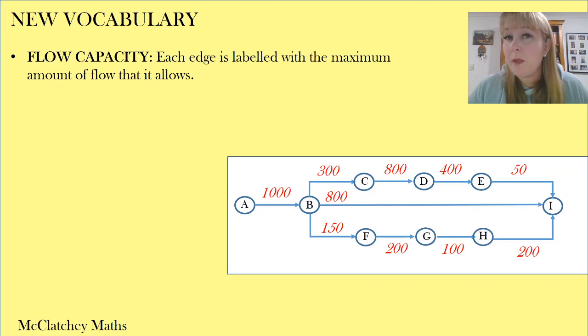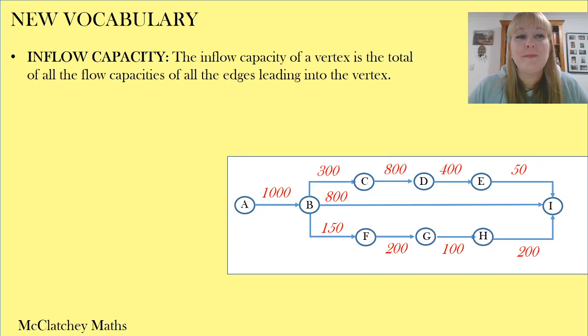That becomes important because when you're presenting answers about the flow capacity of a particular edge or of a whole network, you want to make sure you give your answer with the correct units of measurement. We've also got something called inflow capacity. The inflow capacity of a particular vertex is the total of all of the flow capacities of all the edges leading into that vertex.